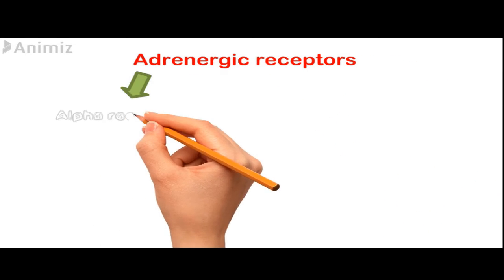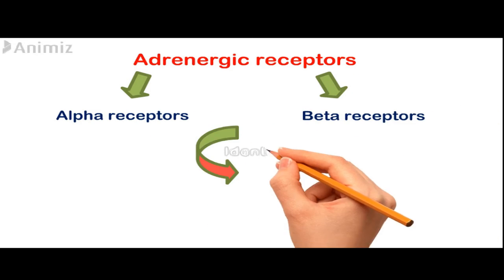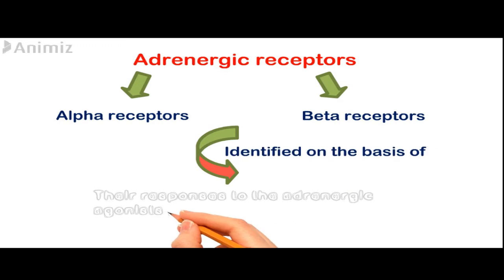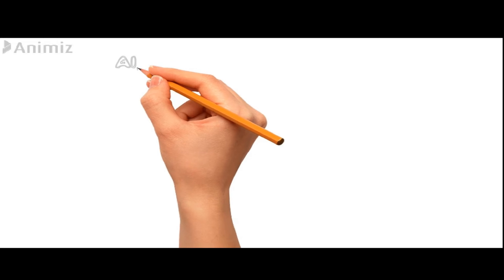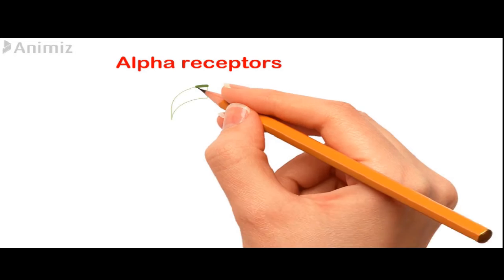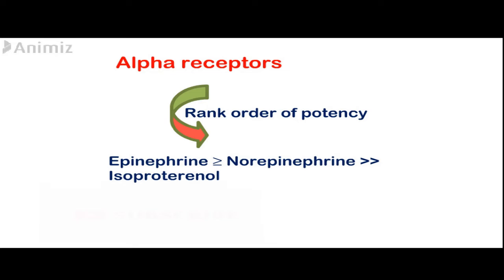If we continue with adrenergic receptors, we have two subfamilies, which are the alpha receptors and beta receptors. And these two types of receptors are identified on the basis of their response to the adrenergic agonists, which are epinephrine, norepinephrine, and isoproterenol. These adrenergic agonists show different affinity to these receptors. For example, epinephrine has high affinity for alpha receptors. That is why the rank order of potency in alpha receptors starts from epinephrine, and then norepinephrine comes. After that, isoproterenol comes, as isoproterenol shows low affinity for alpha receptors.